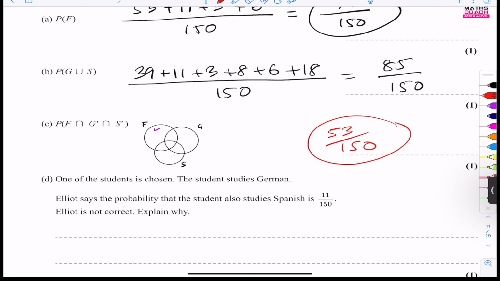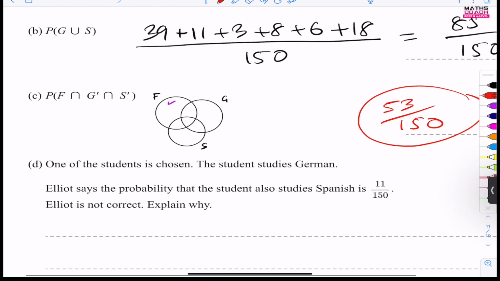Part D, one of the students is chosen. The student studies German. Elliot says that the probability that the student also studies Spanish is 11 over 150. Elliot is not correct. Explain why. When you come across these types of questions, the best way is to actually work out the correct thing, and then you'll see why it's not right, or why it is right if it's one of those questions where it is right. Now, this is actually one of those given questions, all right?